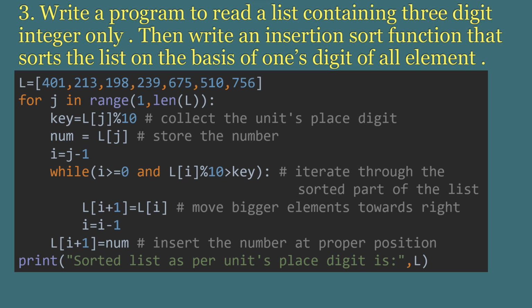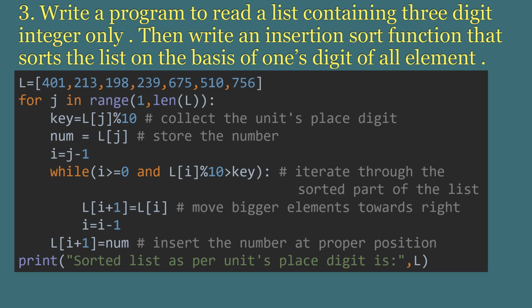Okay, so we have just used insertion sort over here. So for j in range 1 to length of L, we will take the key as L of j % 10. So this will collect the digit which is present at units place. So that will be the key. And the entire number will be stored in a variable, let's say num, which will store L of j to store the number. Now i is equal to j minus 1.